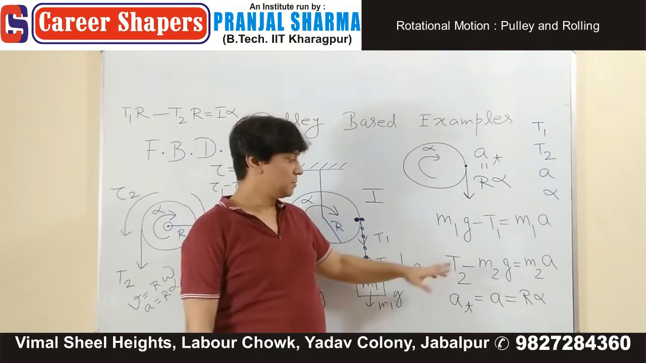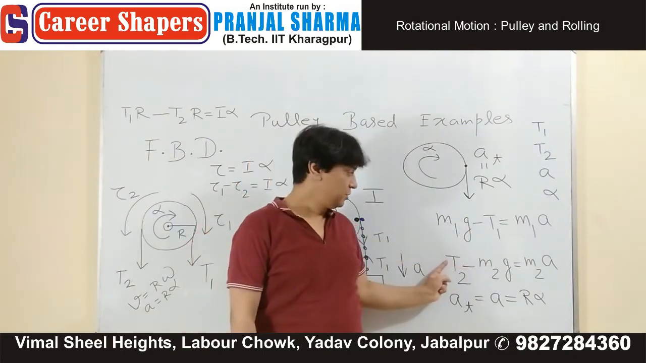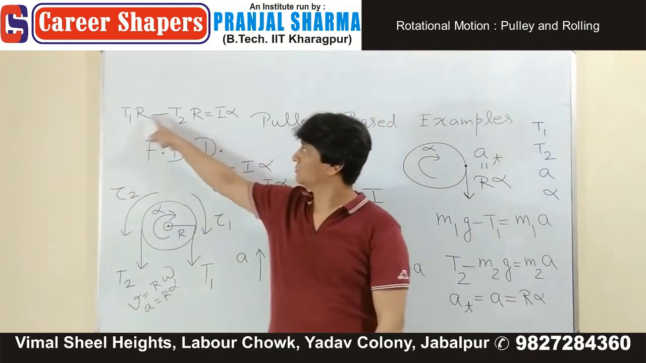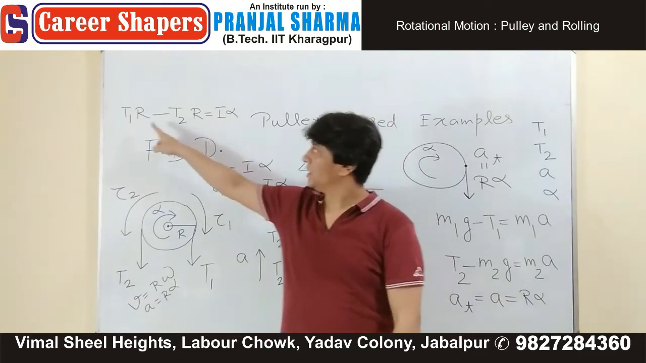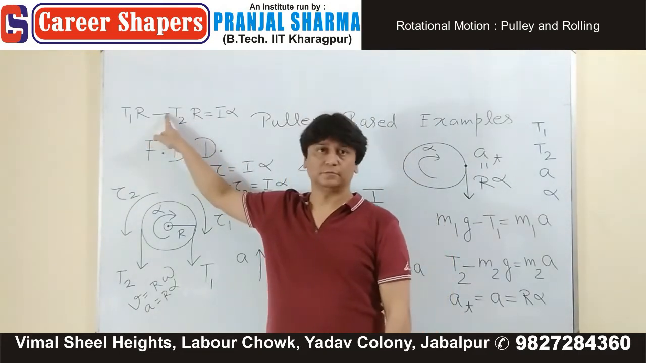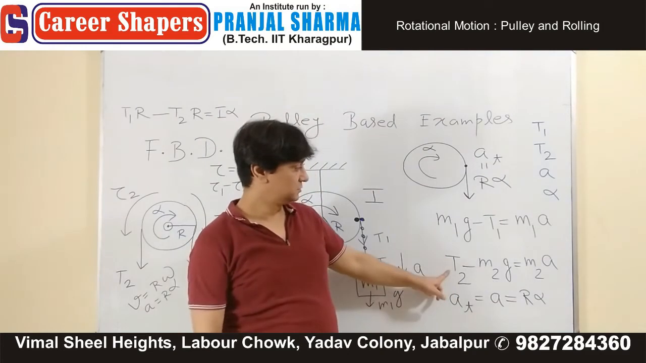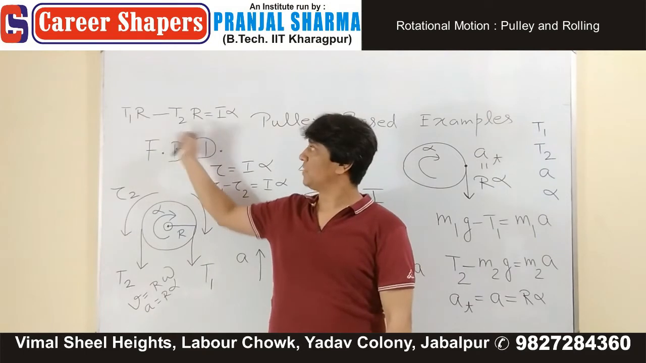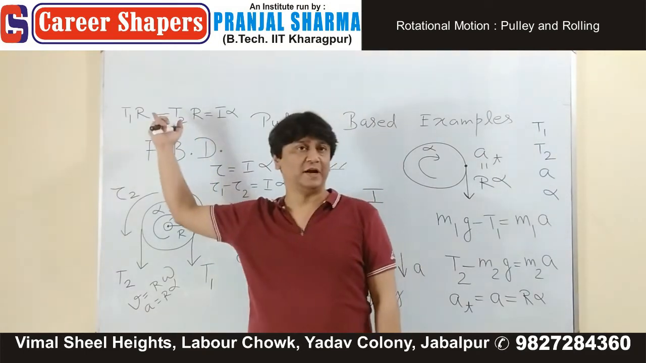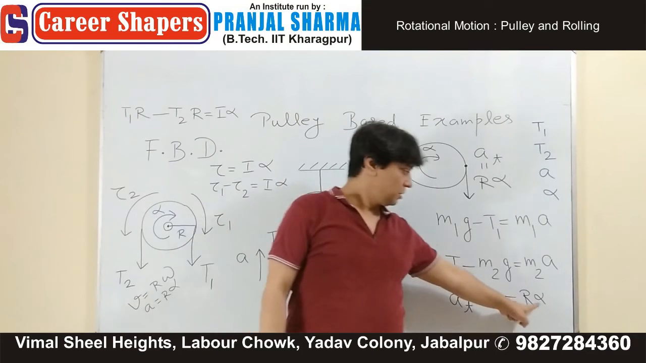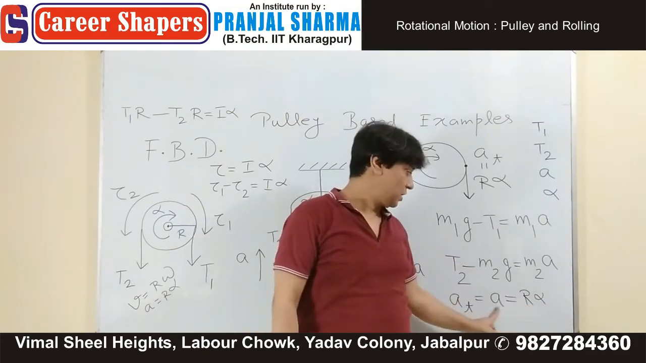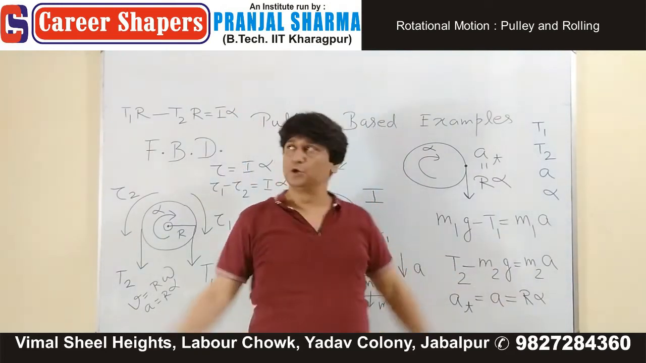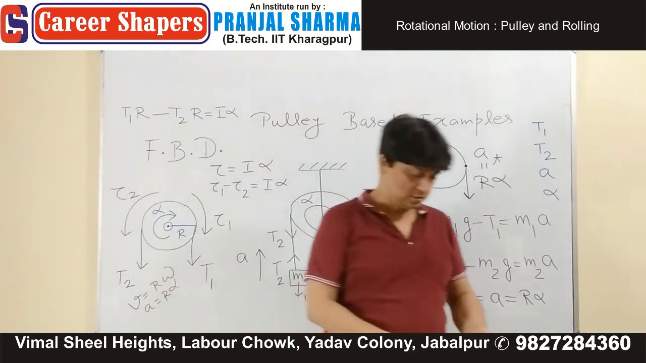How to solve four equations? T2 minus T1, when you add these, take R common, bring it over here. It becomes T1 minus T2. So you got the same thing, which is coming from this side. You can put it over here. You can find T1 and T2, and once you find T1 and T2, replace alpha with A upon R. Put these values in this and you will get your answer.